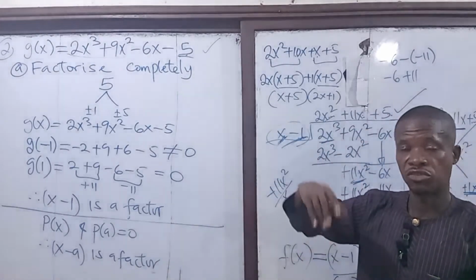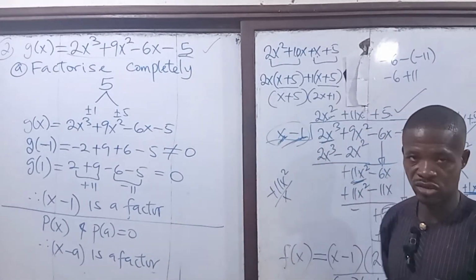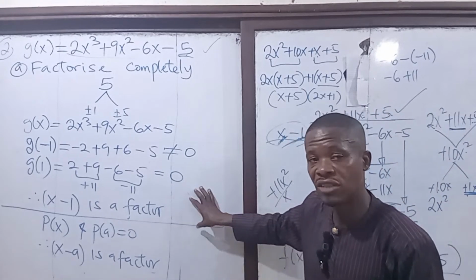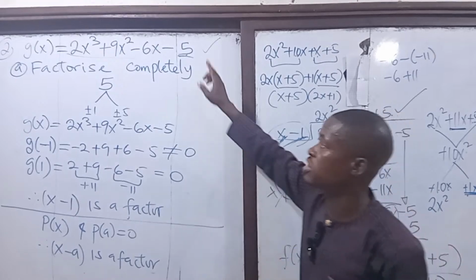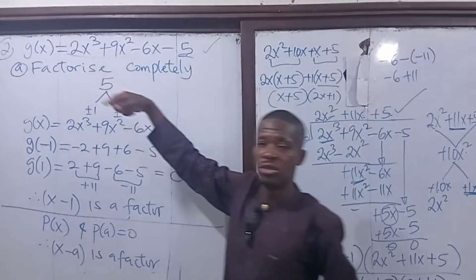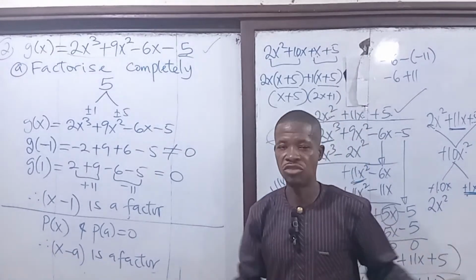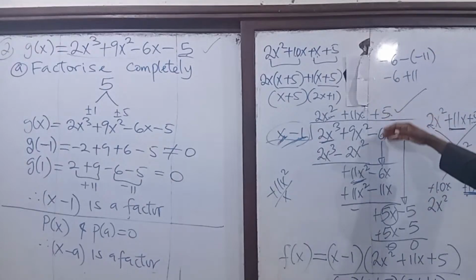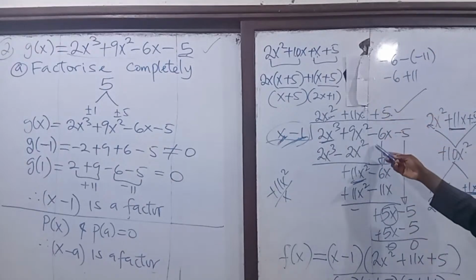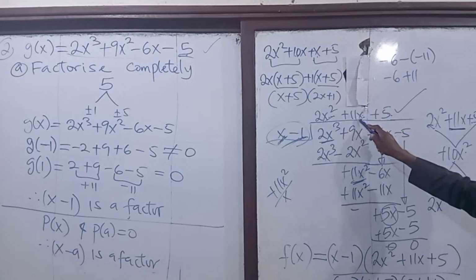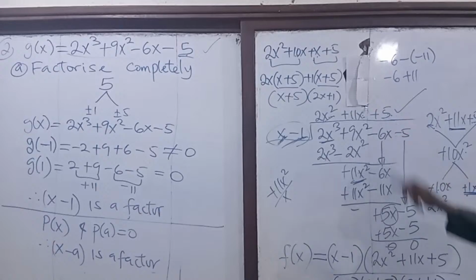Once you've gotten one of the factors, then you can use polynomial long division so as to be able to get the other factors. When you do the polynomial long division, it's going to reduce the power 3 to power 2. It's going to turn it to a quadratic expression. Then you can do your factorization. You can see that in this place, and then we are able to get the quotient, which is 2x squared plus 11x plus 5, and that's quadratic.